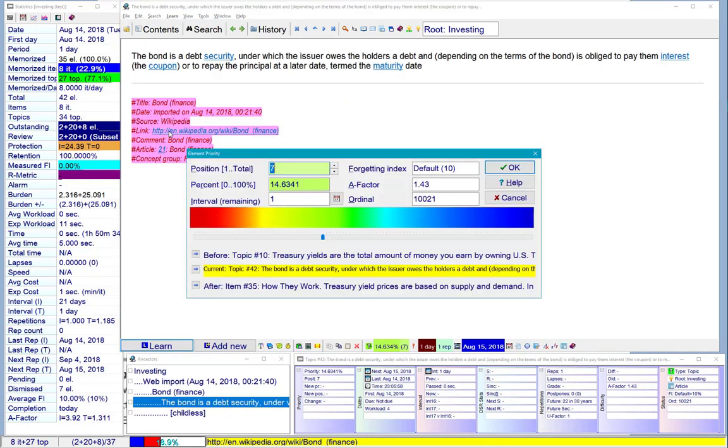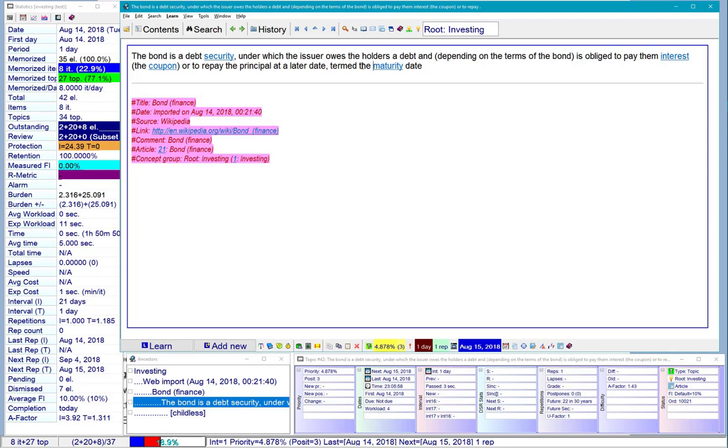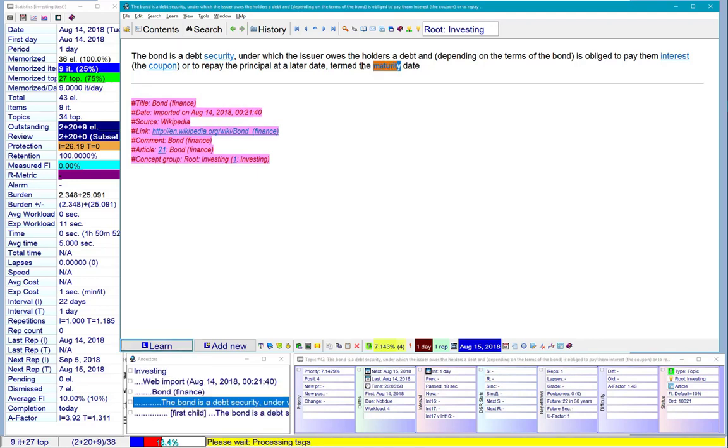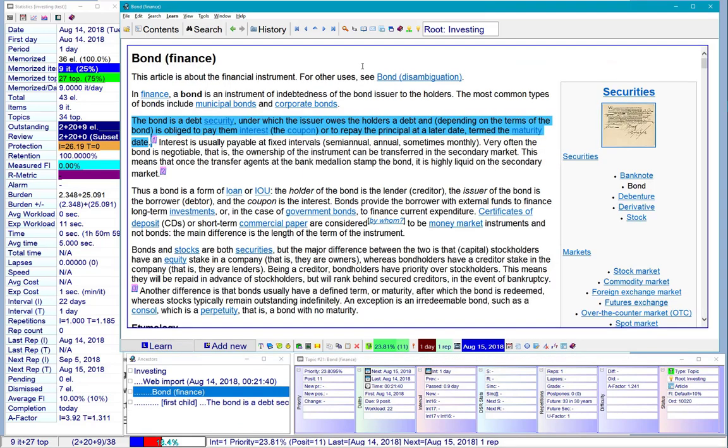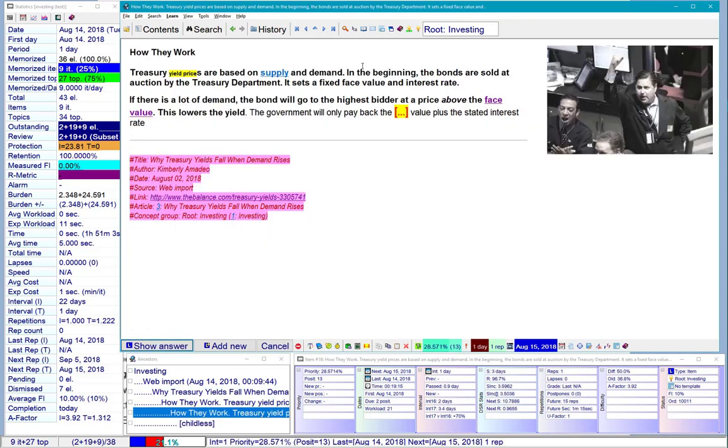I'll give it high priority because that's what I'm learning about. The bond is a debt security under which the issuer owes the holder a debt and is obliged to pay them interest and to repay at the maturity date. Now we'll memorize this one thing, and the definition will gradually become clear in my mind. The rest, maybe in two days, too many details for now.